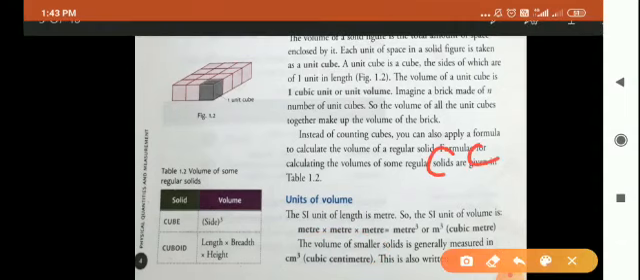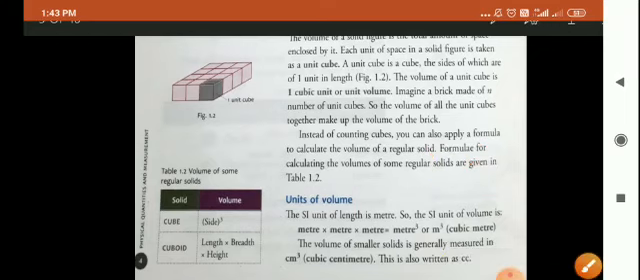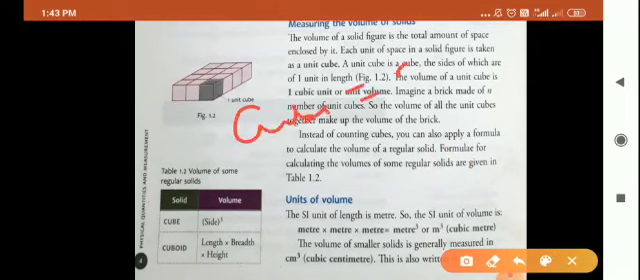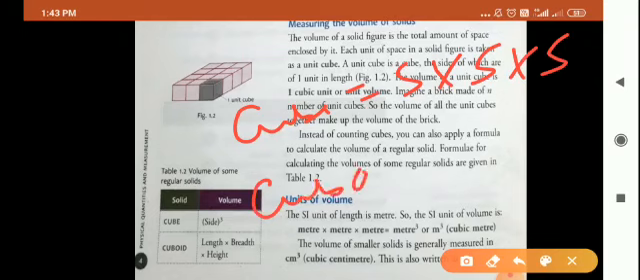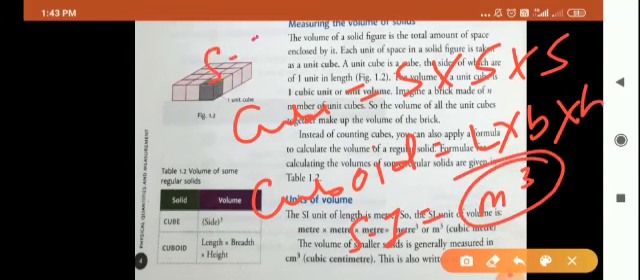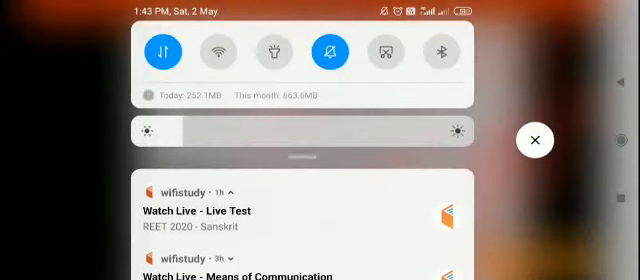Okay class, I think I am clear to you. The formula is also clear to you: volume of the cube is given as side into side into side, and volume of the cuboid is given as length into breadth into height. And what is the SI unit for volume? SI unit for volume is cubic meter. SI unit of area? Square meter.